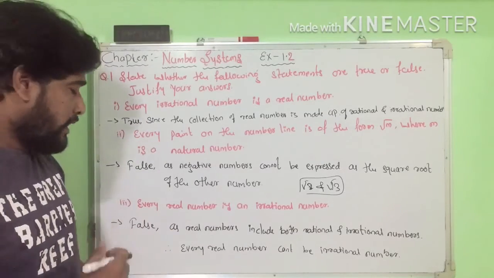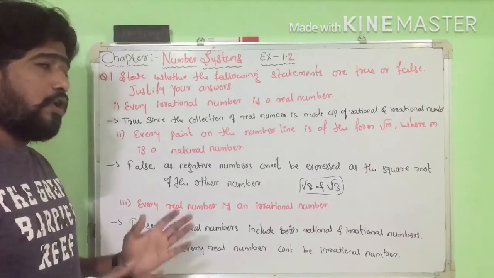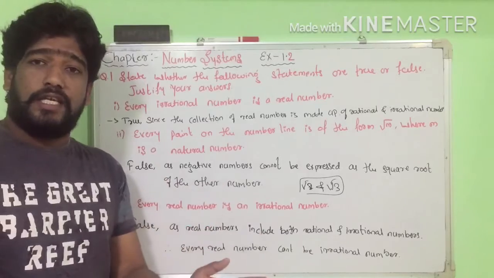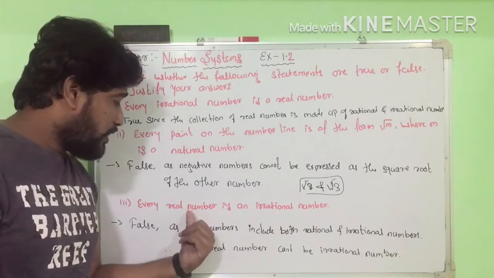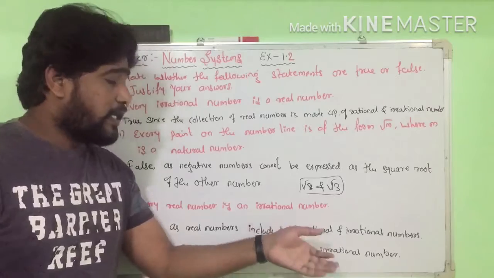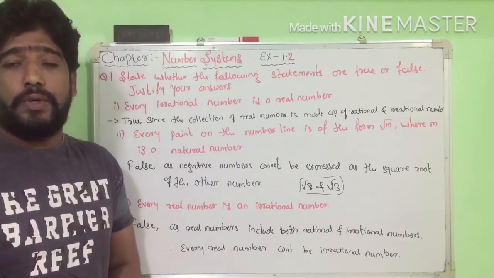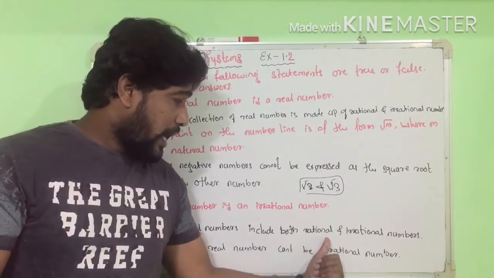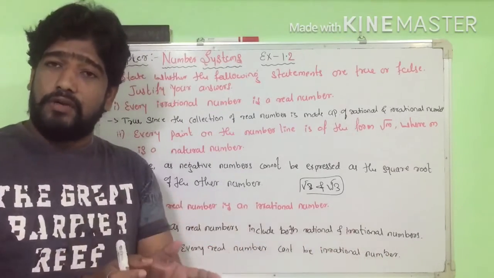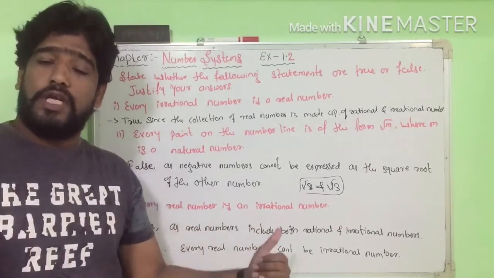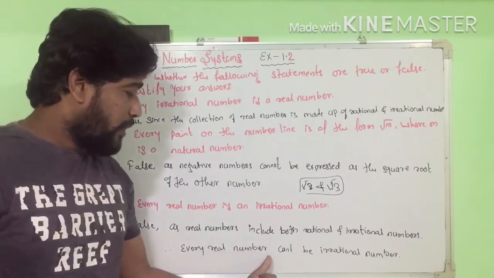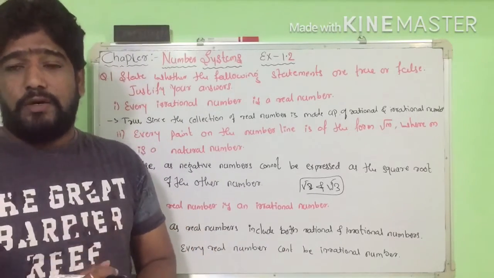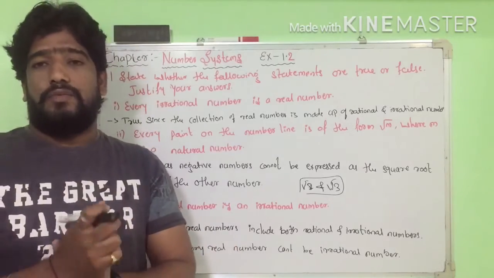Next statement: every real number is an irrational number. It is also false, because the real numbers are a collection of all rational and irrational numbers. But they said here only irrational numbers. No, because the real numbers include both rational and irrational numbers. So that's why it is false. Every real number can't be an irrational number.